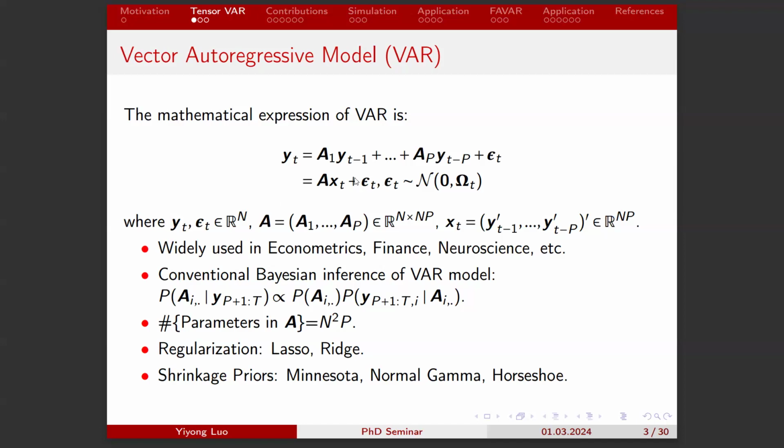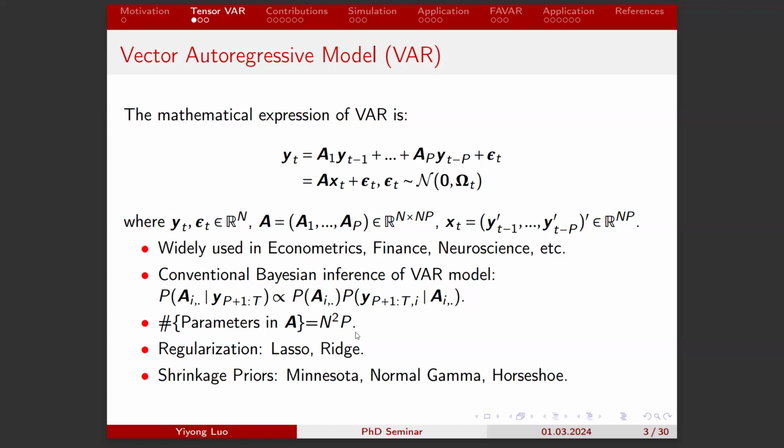And you will also have an error term, usually a normal variable following a normal distribution with zero mean and a covariance matrix Omega_t. It is widely used in a lot of research fields, such as econometrics, finance, and neuroscience. For Bayesian inference, you can just use a Gibbs sampler to infer this coefficient matrix, given some observed values. The posterior is proportional to its prior and its likelihood.